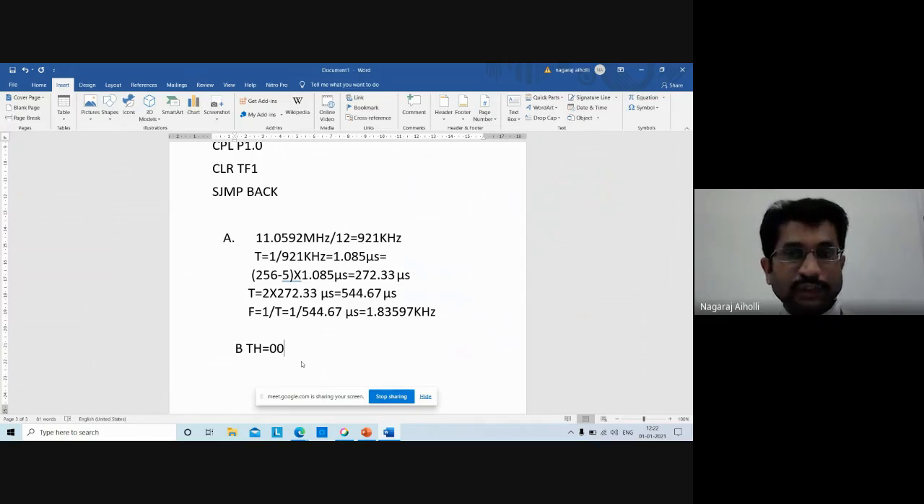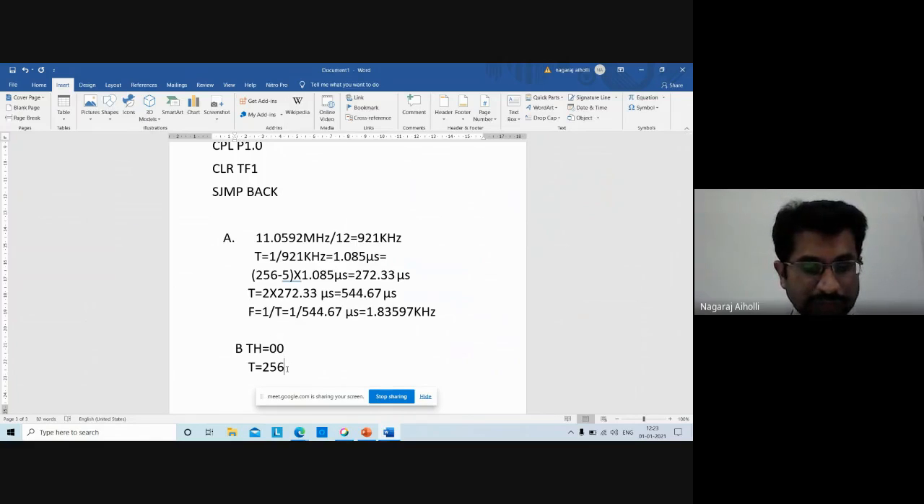That many counts into 1.085 microseconds. Maximum count, maximum delay, and maximum delay means minimum frequency. This is the logic. So the starting value in TH should be 00 to get the smallest frequency. Then what will be the time delay? FF minus 00 is 255, plus 1 clock pulse per overflow from FF to 00.